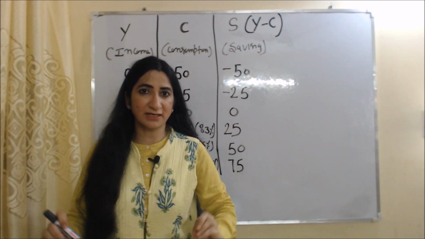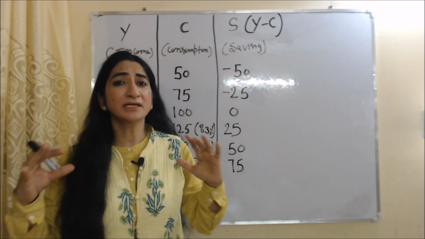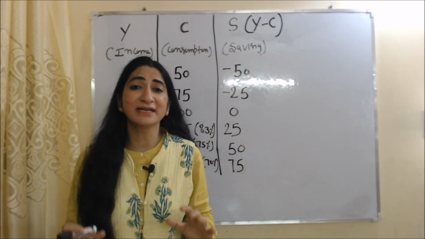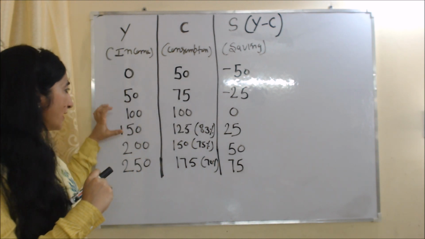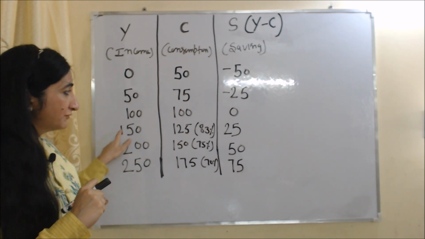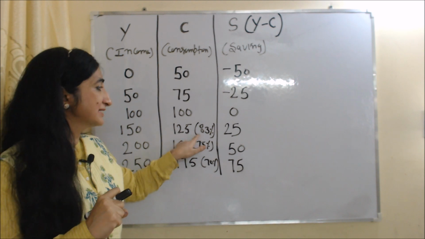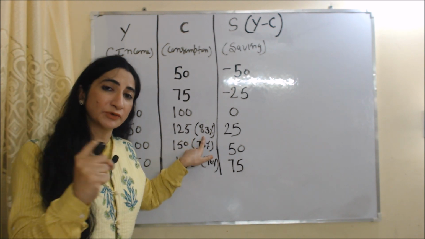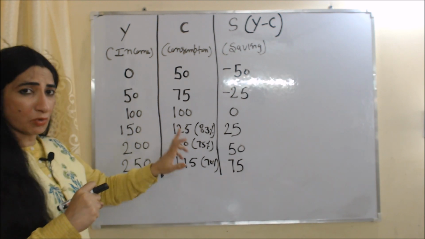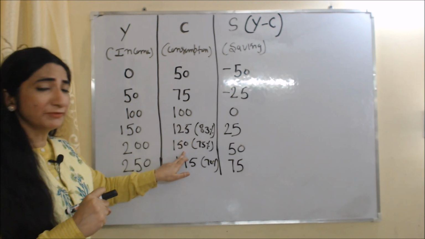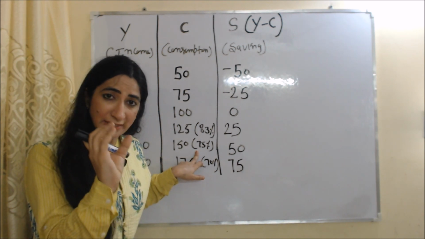Now please listen carefully. According to this law, as the income of a consumer is continuously increasing, he is spending a smaller percentage of his total earning. You can see here, when income increases from 100 to 150, consumption also increases from 100 to 125. In this case, he is spending 83% of total income. When income increases from 150 to 200, consumption also increases from 125 to 150. In this case, he is spending 75% of total income.